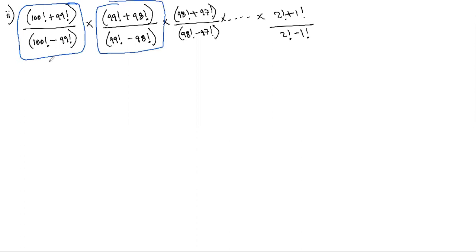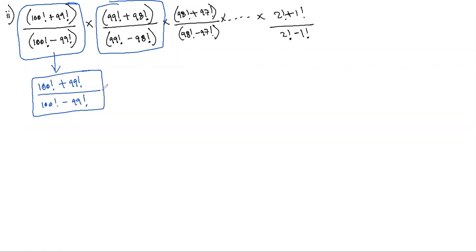So let us handle them one at a time. For instance, take this term: 100 factorial added with 99 factorial, and the whole divided by their difference, 100 factorial minus 99 factorial. Now, can someone tell me, is there something we can take common and cancel out? Yes, sir. 100 into 99 factorial. So it will be 99 factorial into 101.